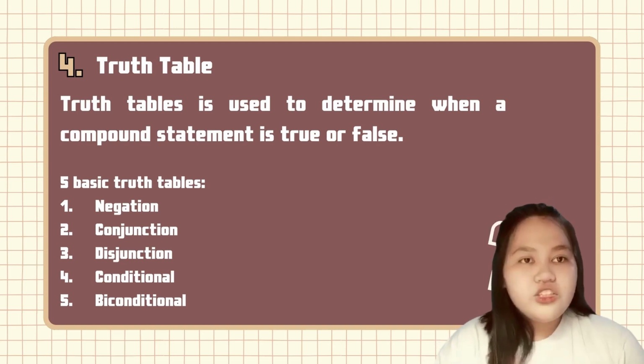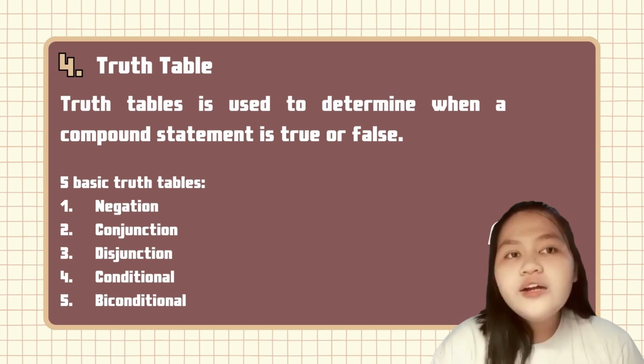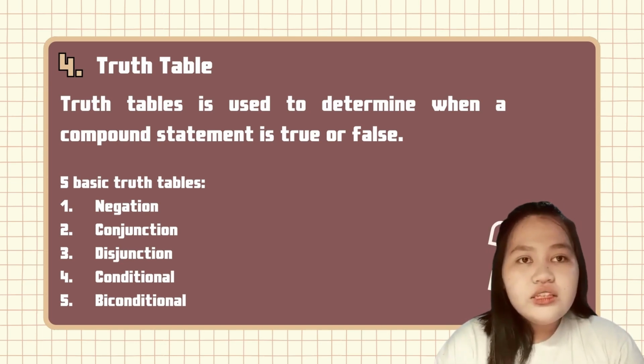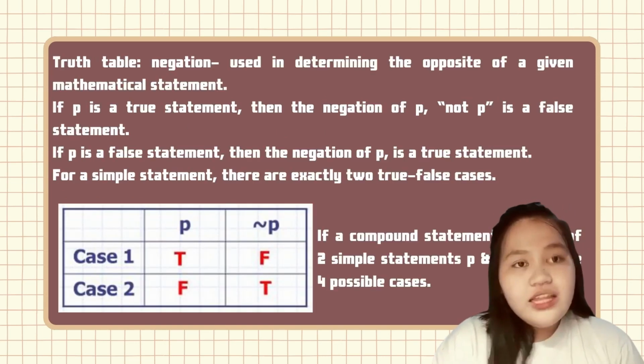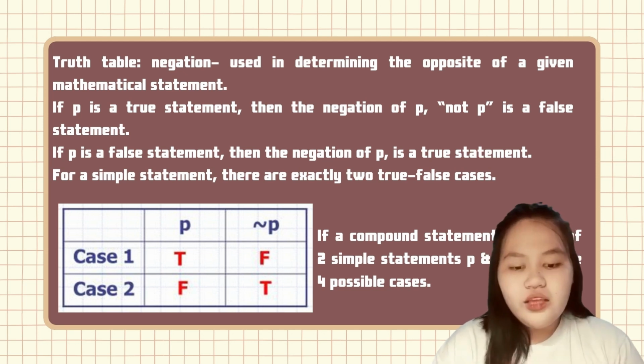When we talk about negation, it often uses the word not. And the conjunction is and, the disjunction is or, the conditional is if then, the biconditional is if and only if. And in the next slide, the truth table negation is the opposite of the given mathematical equation or statement. If you have two simple statements in a compound statement, then automatically you have 4 cases.